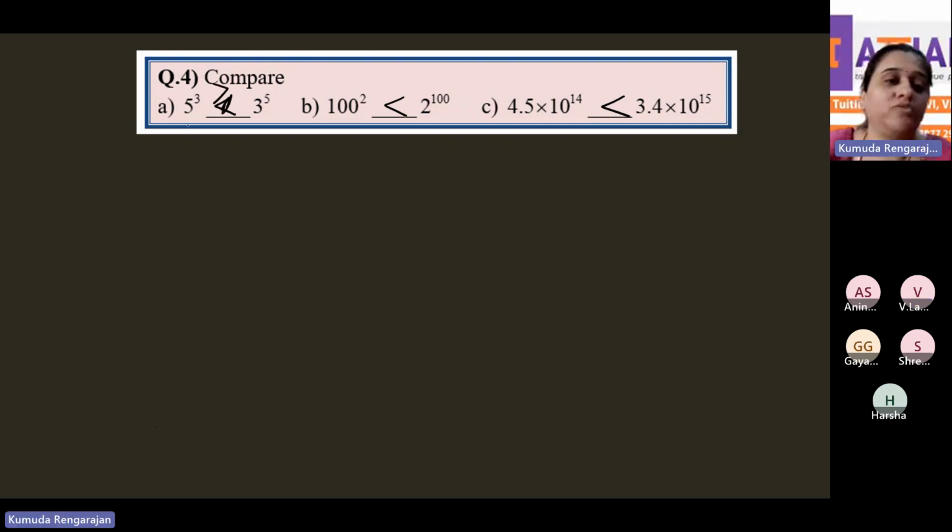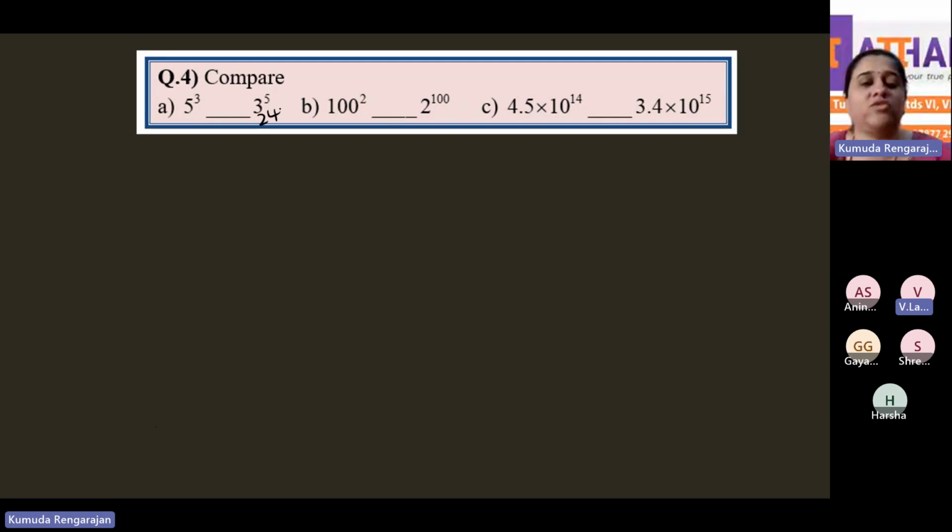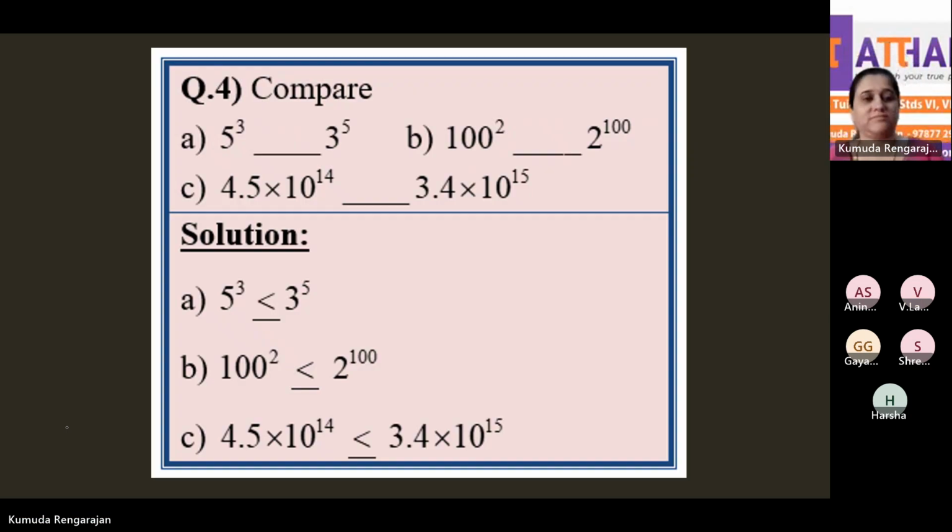No, 5 cubed is 125, right? 5 into 5 into 5. But 3 to the power 5 is 243. Oh, okay, ma'am. 3 to the power 5 is 3 into 3 is 9, 9 threes are 27, 27 into 3 is 81, 81 into 3 is 243. Sorry, ma'am, I wrote the question wrong. You wrote 3 cube, is it? Yes, ma'am, I wrote it like 3 cube. Okay.